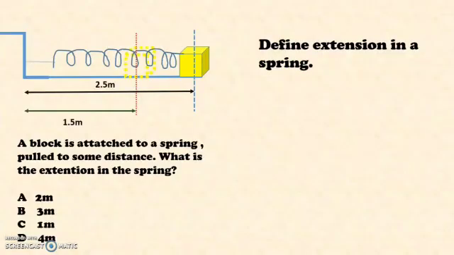A block is attached to a spring pulled to some distance. What is the extension in the spring? Options are A 2 meter, B 3 meter, C 1 meter, and D 4 meter.